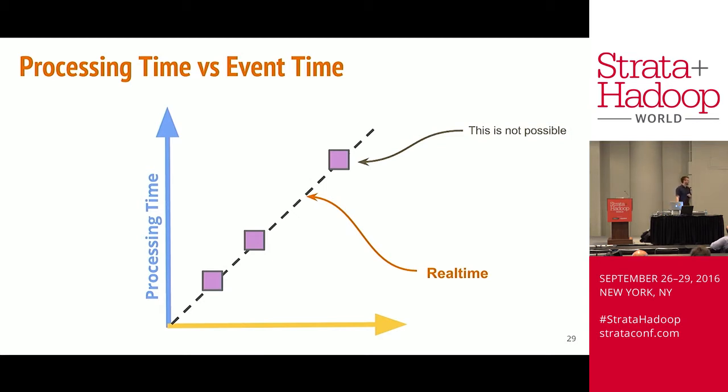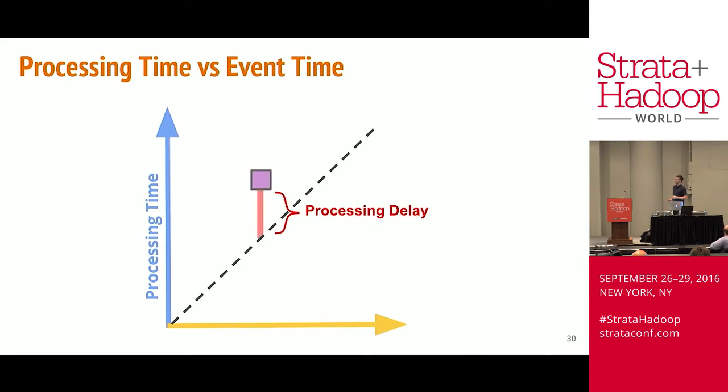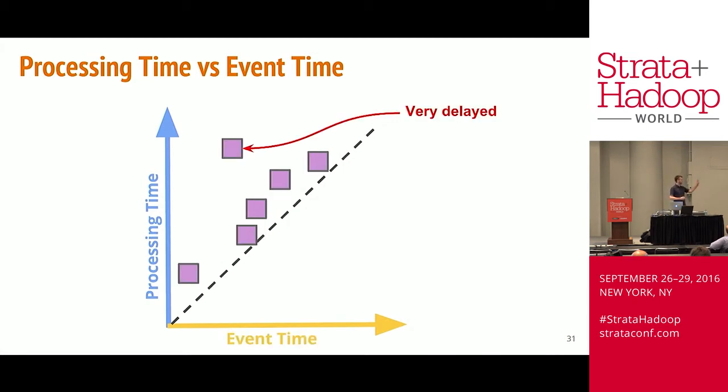Our data is not going to fall on the real-time line. It's going to be a little bit above the line. And the distance above the line is the processing delay. It's how long between the moment it happened and the moment that we processed it. So here's a realistic distribution of data. Most of your data falls pretty close to the real-time line, and there's some event that's very delayed. So you can generally expect a large bulk of your data in a system like this to be close to the real-time line.